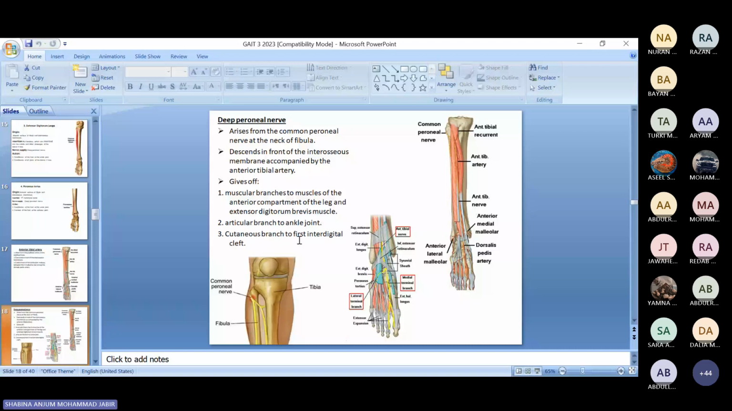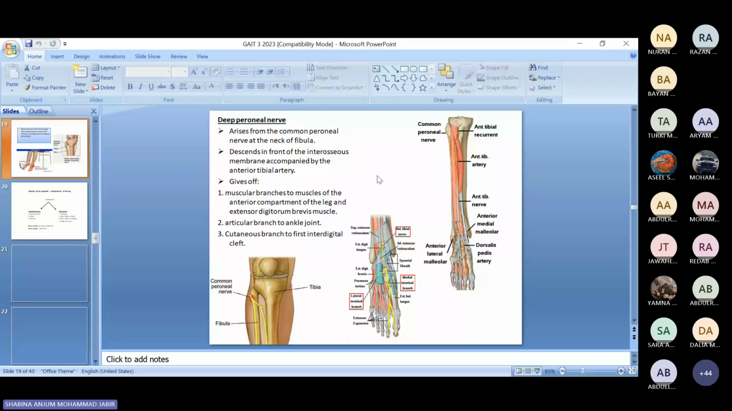If you remember, in the superficial peroneal nerve we saw that it supplies the dorsum except the first interdigital cleft. So this first interdigital cleft is supplied by your deep peroneal nerve.